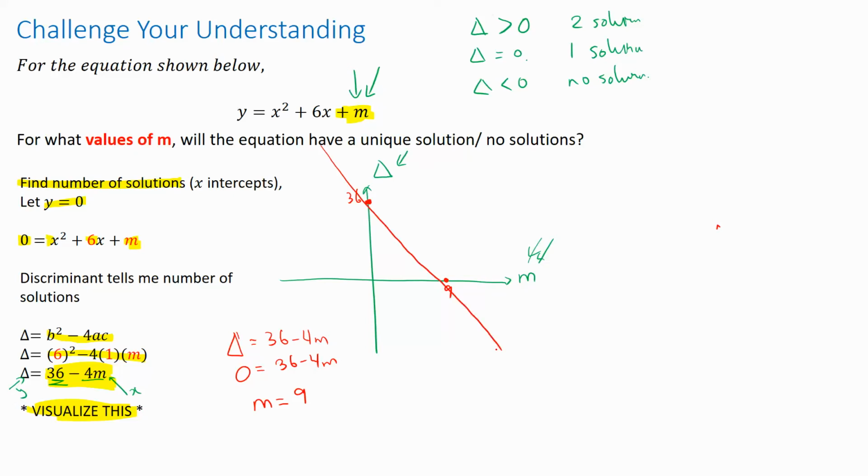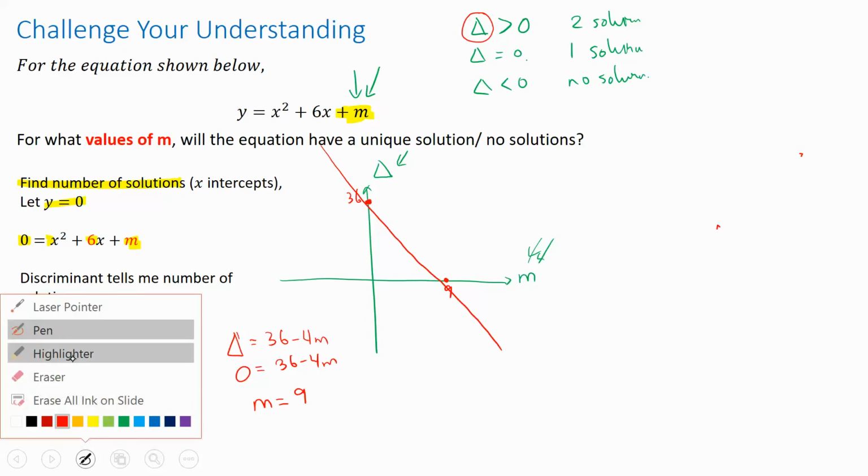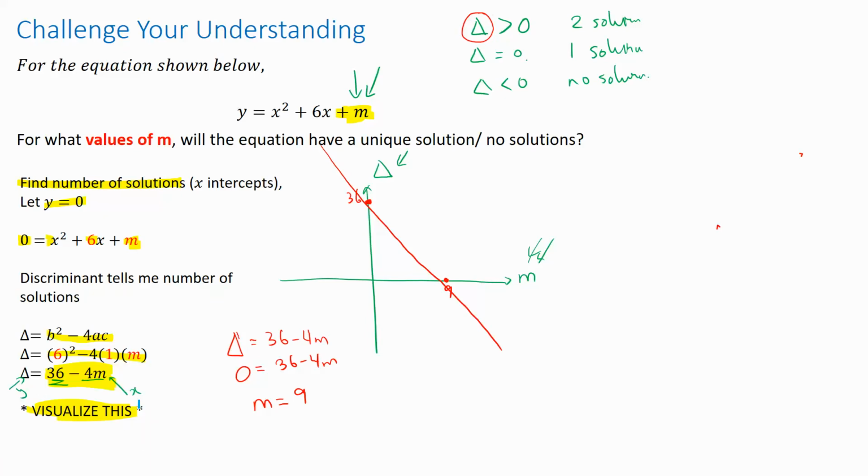The reason why I need you to interpret this is because you've got to remember something. You've got to remember this is now your y-axis. The discriminant is your y-axis. So you're not talking about y values anymore. You're talking about discriminant. And this is what I want you to see. You are describing this. See, all of this is your discriminant values.